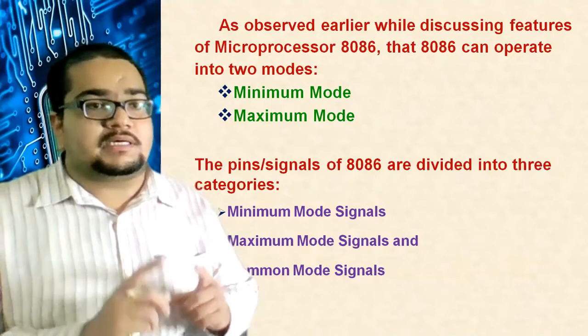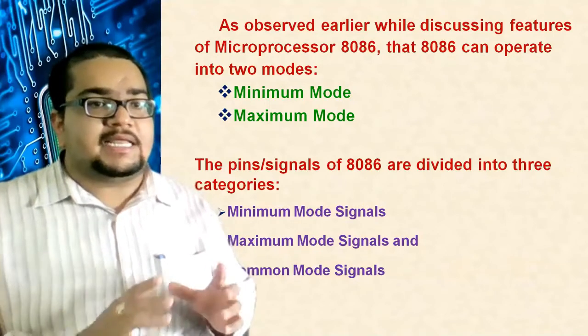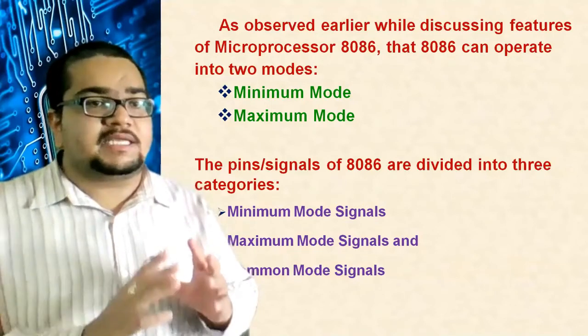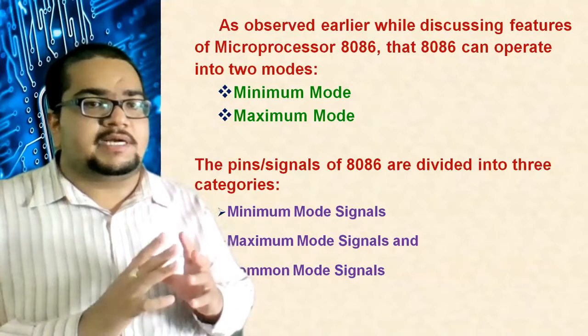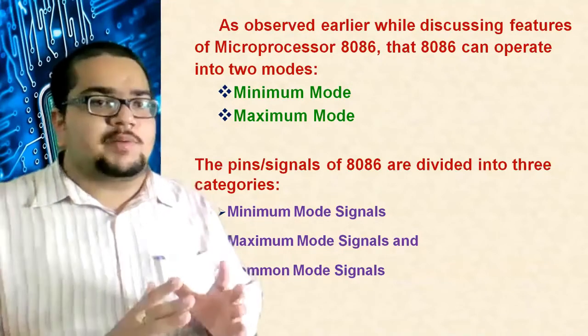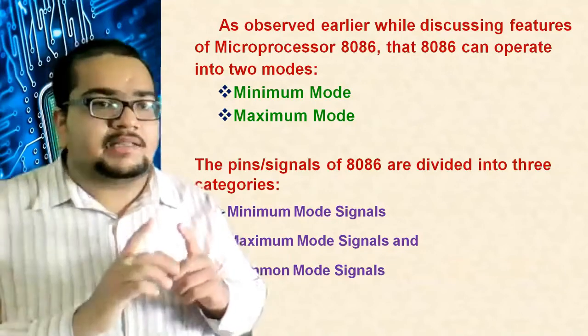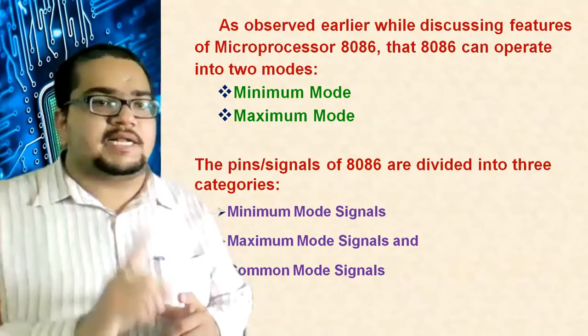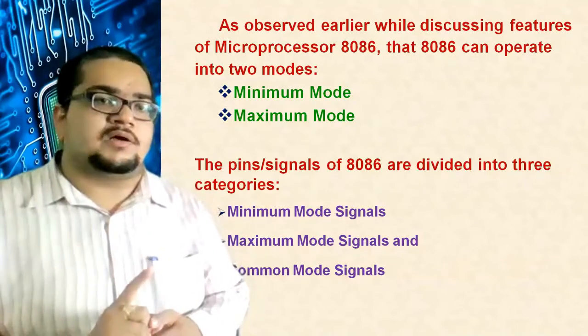Minimum mode is a mode of operation of 8086 in which it behaves as a single processor system. That means there is one computer, in which one CPU is there, and that CPU contains only one processor, that is, a single 8086 processor.